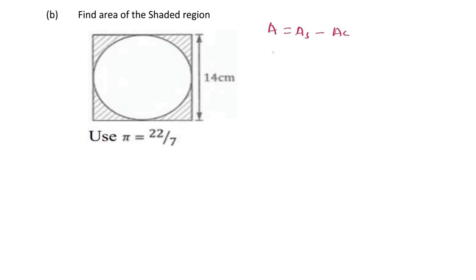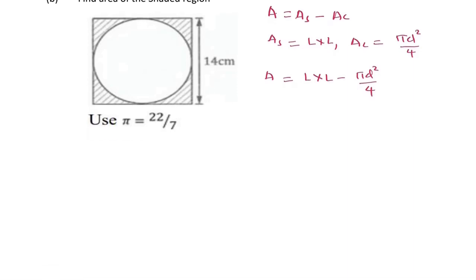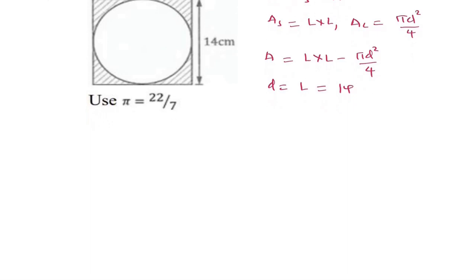So recalling the formulas, to find the area of a square, we are going to take length times length. And the area of a circle, we are going to take pi times d squared over 4. So the area of a shaded region is going to be length times length minus pi times d squared over 4. From the figure, we can see that d equals the length, which equals 14, and pi equals 22 over 7. Okay, so now let us substitute these values into our formula.